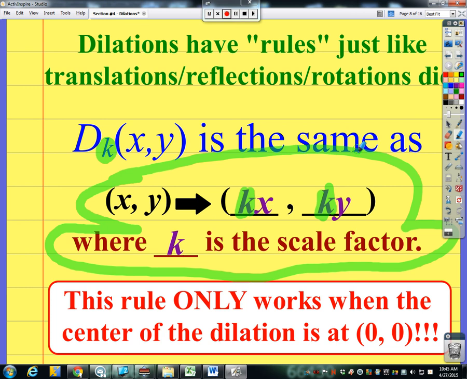Now, this rule only works whenever the center is at 0, 0. So what happens if it's not at 0, 0? How do we do the problem then? Well, we'll look at some examples of those. But it really makes things a lot easier when the center is at the origin, or 0, 0.